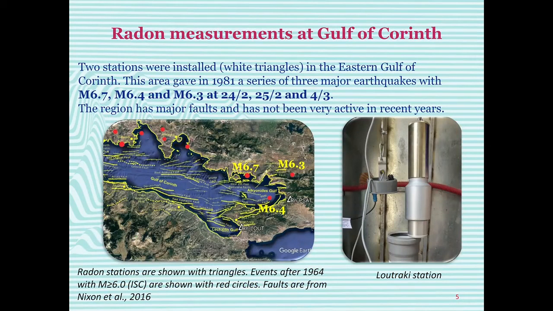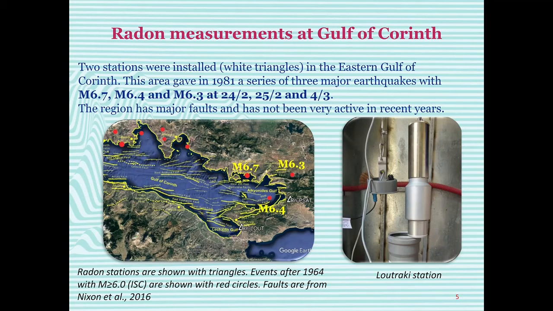2 gamma-ray radon stations were installed in the region of the eastern Gulf of Corinth. This area is of high seismic potential since a series of 3 major earthquakes of magnitude 6.7, 6.4, and 6.3 occurred in 1981. The region has major faults and has not been very active in recent years. Also, at the periphery of this region, significant earthquakes have occurred in the past.